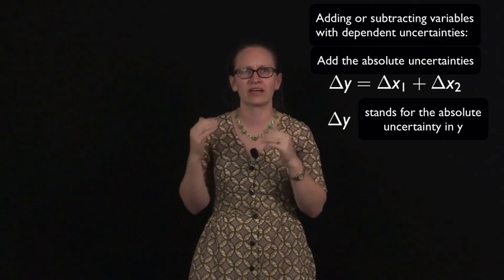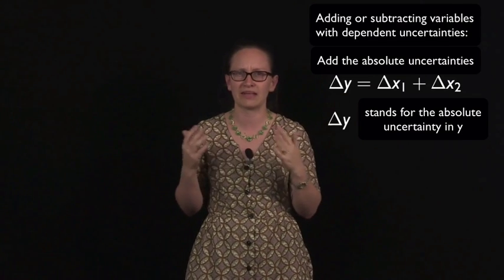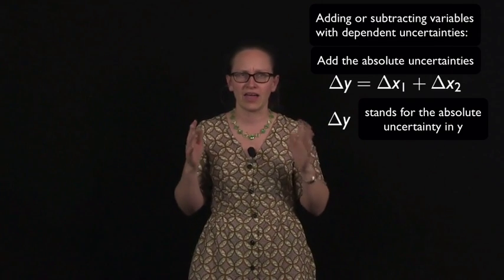So let's consider an example of this. Imagine that you want to calculate the volume of liquid that's been added to a container, and you do this by subtracting the initial volume from the final volume in the container. So you've used the same scale on the side of your jug or container to measure the volumes. So in this case, these two volume measurements are dependent.